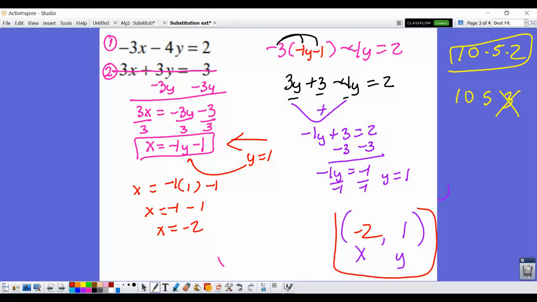And there's my answer. So my 2 lines, line 1 and line 2, are intersecting right there at point negative 2, comma 1. That is where they are equal.